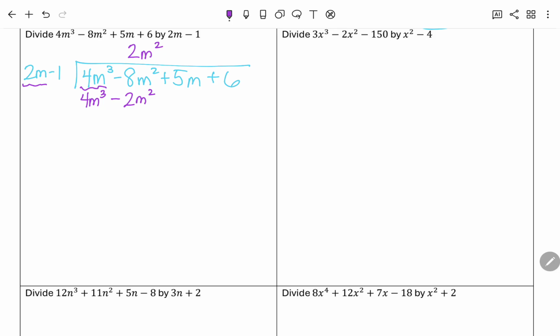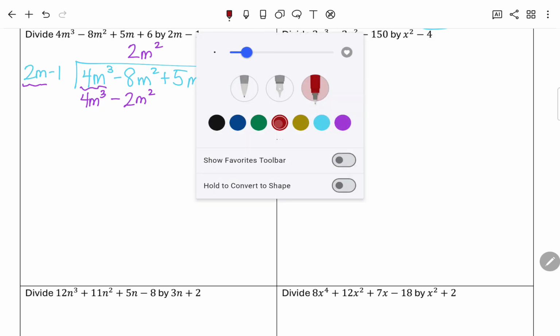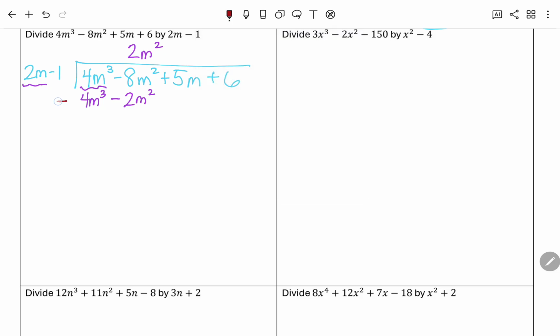Now that I've done that, I'm going to subtract. Let's do red for that. So we're going to subtract. And this subtraction sign is going to be for the whole thing. It's going to read 4m cubed minus 4m cubed. Guess what?